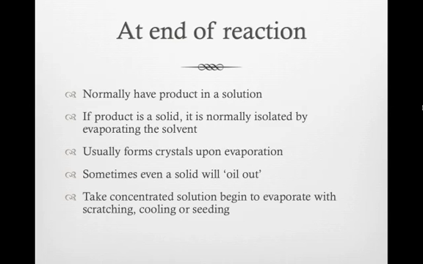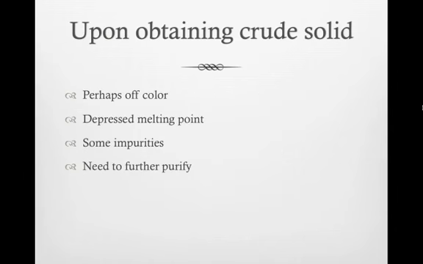Sometimes they will what we call oil out. They'll drop out of solution so fast that the crystals don't really have time to form well. But oftentimes, if the product really is a crystalline solid, you can eventually get it to crystallize. This will usually involve taking a concentrated solution and beginning to evaporate it slowly, scratching the sides, heating and cooling. The best way, if you actually have an authentic sample of the crystal, is to seed it with a little bit of the crystal to get the process started.